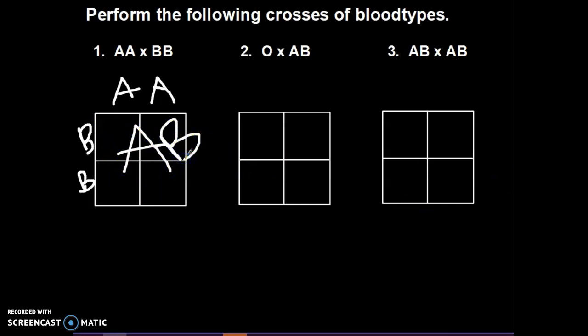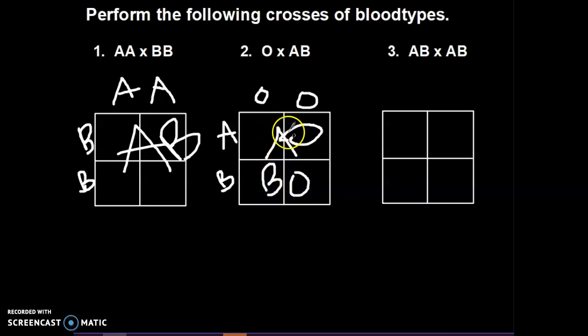Okay, so that is your only option. Now in this one, it looks like I've only given you one allele here, but remember with O, there's two of them. Okay, so then if I have AB here, this is kind of interesting. The top two are going to be AO, which is A. Remember, A plus O is just A. And then the bottom two are going to be BO.